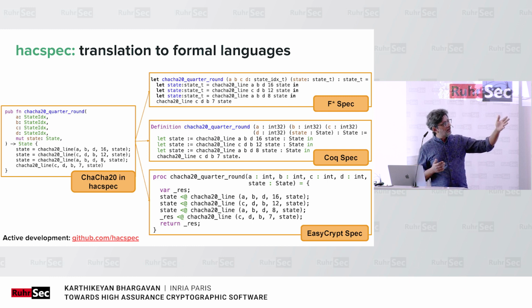One team in Aarhus is doing the Coq backend, the team in India is doing the F-star backend, and the EasyCrypt team is doing the EasyCrypt backend. So they're all at different stages, but the idea is that everybody commits to using the same original spec, and they all generate local specs from there.